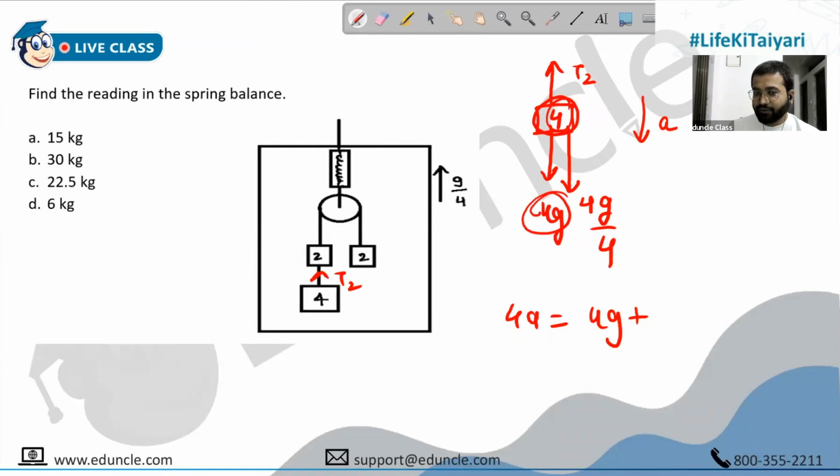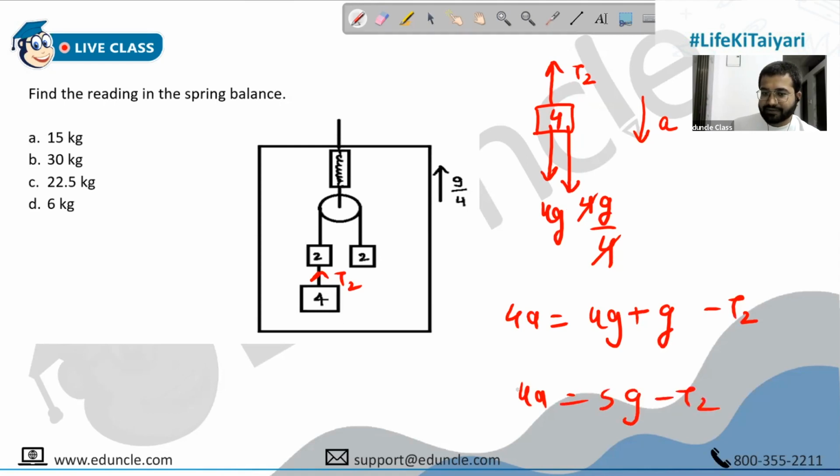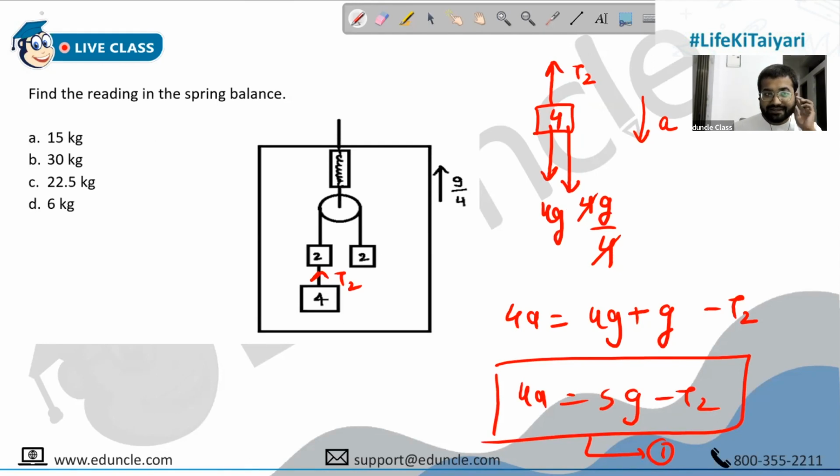First, this is weight, 4g. And now this is pseudo force, which is mass into acceleration, which is 4 into g by 4. So 4 gets cancelled, I'm just left with g. And in the opposite direction, I have got T2. So 4a is 5g minus T2. This is our first equation. Please tell me if you have any questions. Don't hesitate. All good? Next, let's talk about the 2 kg.